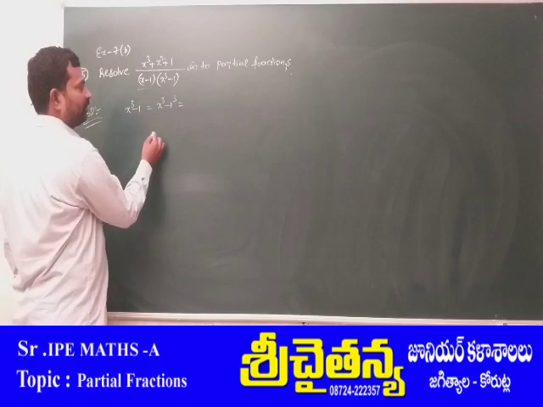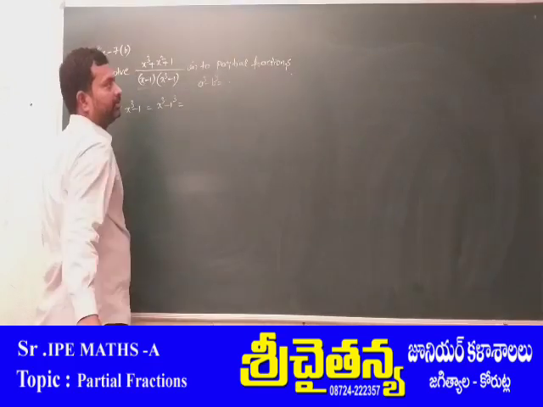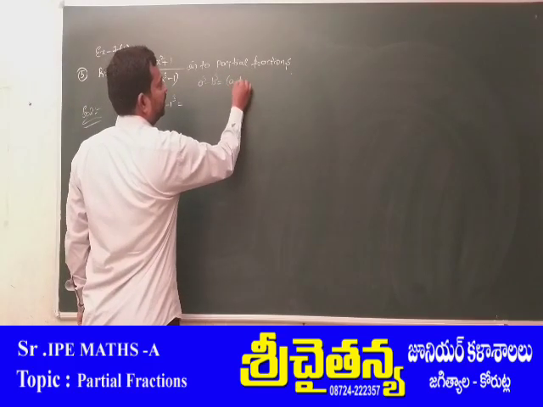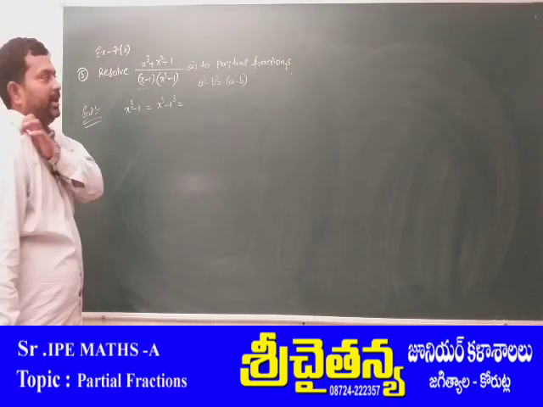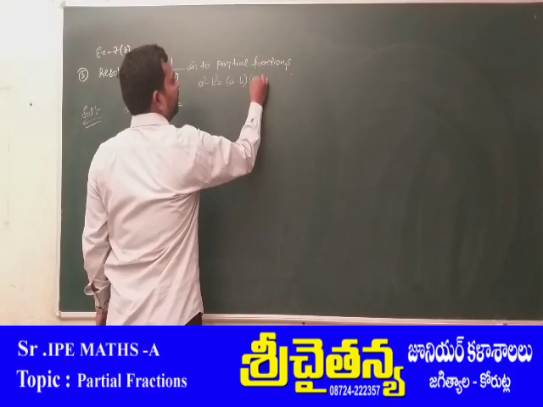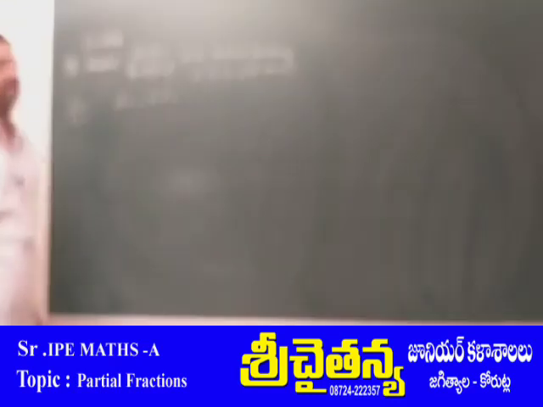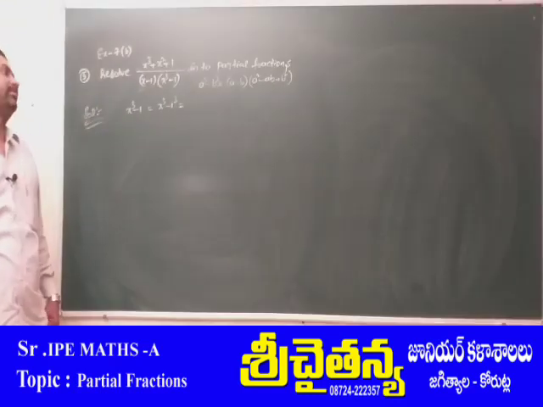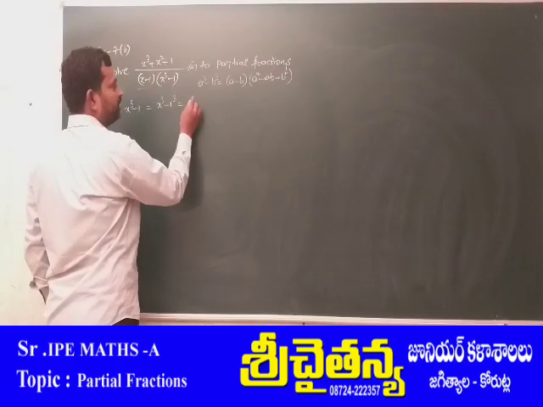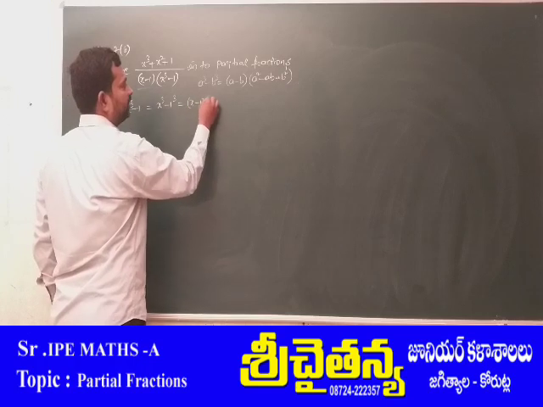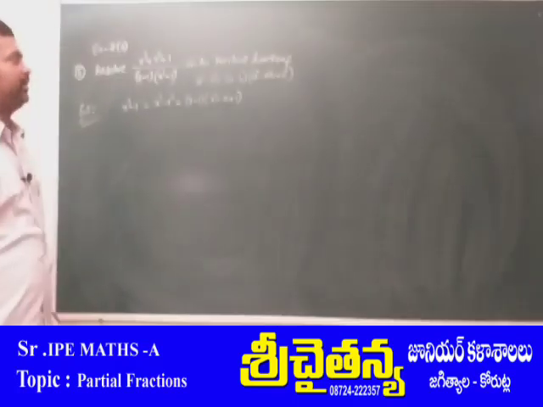What is the formula of a cube minus b cube? A cube minus b cube formula is a minus b into a square minus ab plus b square. So now instead of a we take x, and instead of b it is 1. That means we will get x minus 1 into x square minus x plus 1.